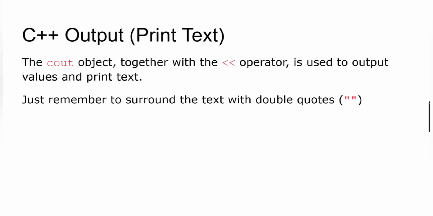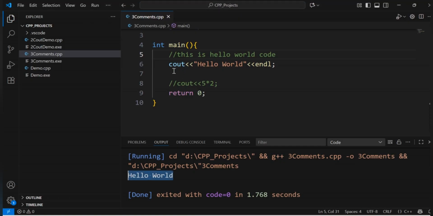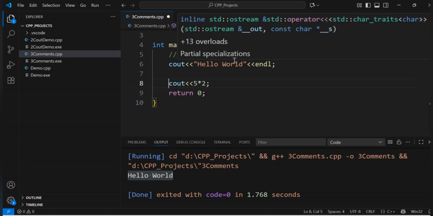So we have seen here, right? It can also be used to prevent execution when testing alternative code. So I just need to test this hello world now. I don't need to test this 5 into 2. So I will comment out this part. Whenever I need, I can uncomment this. Now we will learn about a multi-line comment.